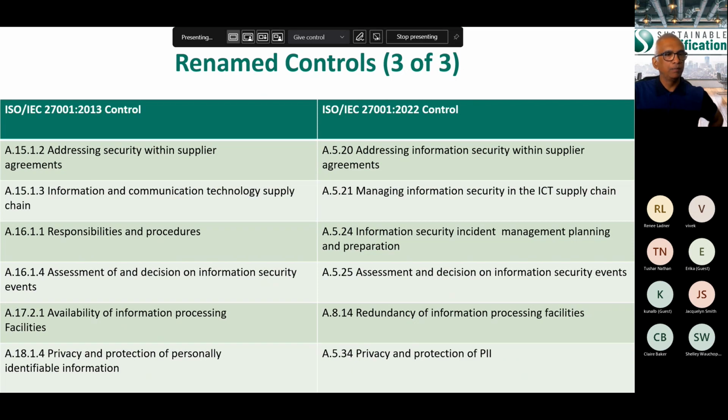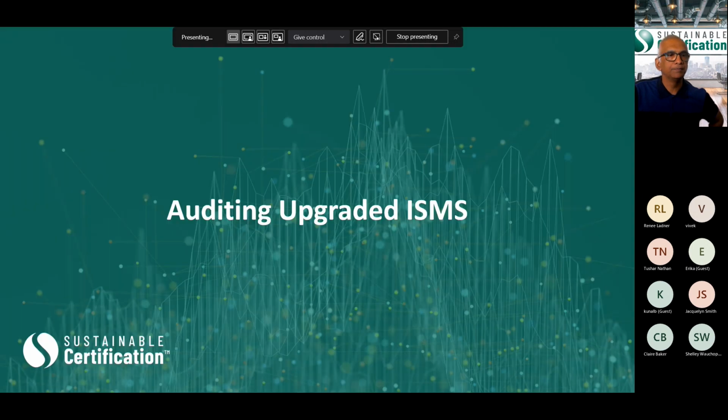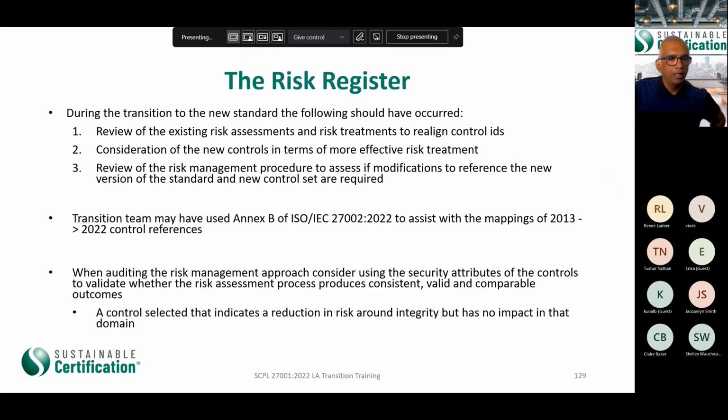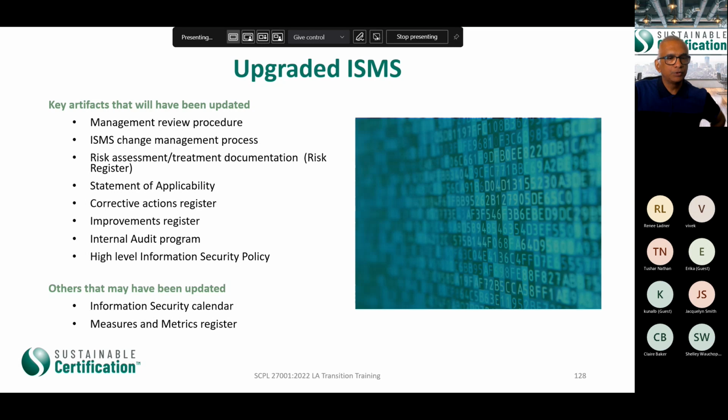Availability of information processing facility is now redundancy of information processing facilities, and privacy and protection of personally identified information is now privacy and protection of PII. So now that's the change.